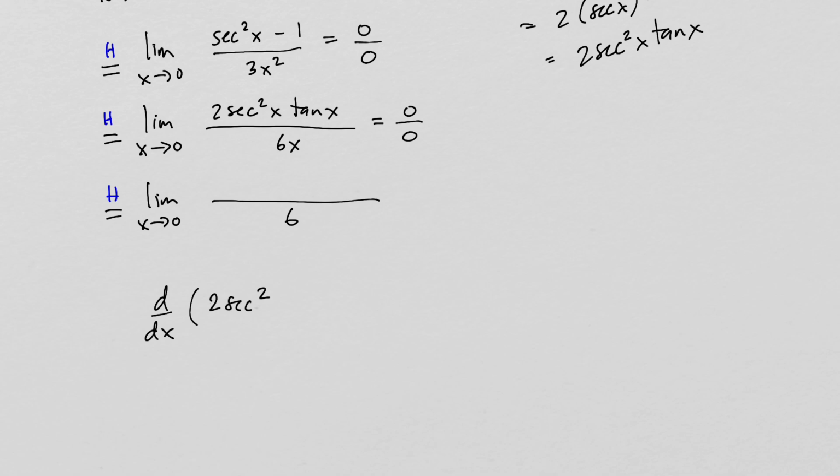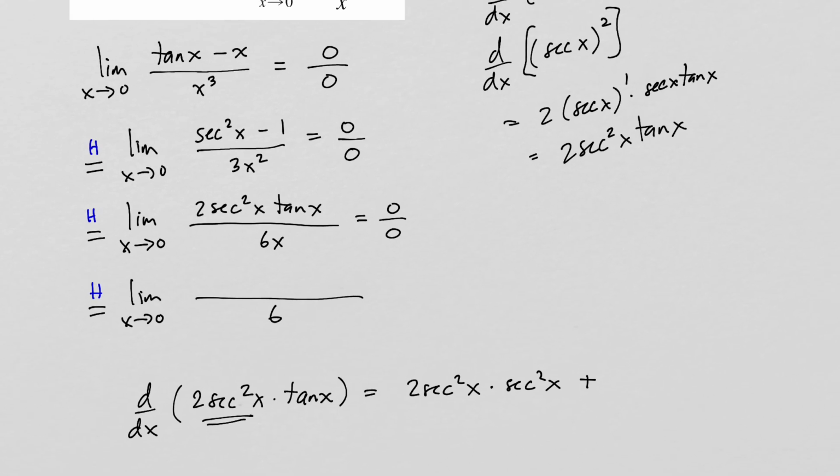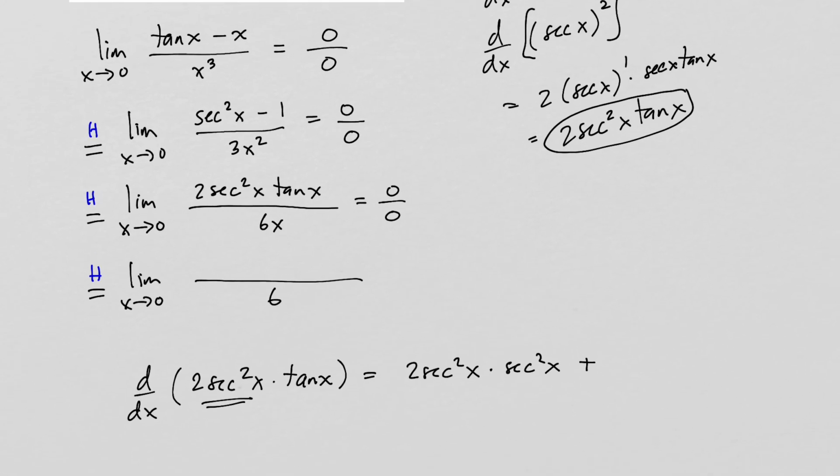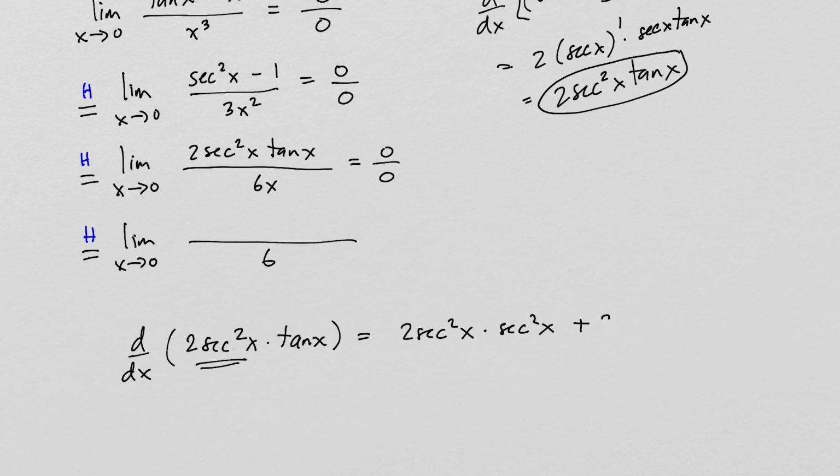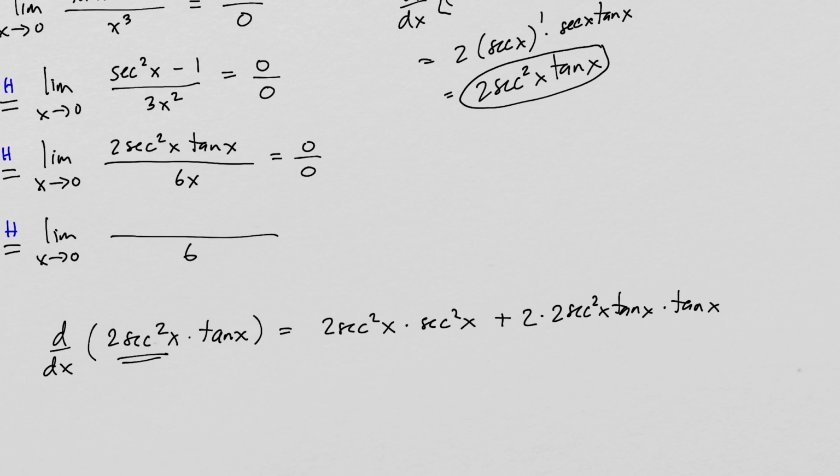The derivative of secant squared of x times tangent x, and also the 2 here, 2 secant squared of x times tangent of x. We're going to use the product rule here. So we have the first function, 2 secant squared of x, multiplied by the derivative of tangent of x, which is secant squared of x. Plus, then we have the derivative of 2 secant squared. Let me remind you that the derivative of secant squared was right here. So the derivative of 2 secant squared is going to be 2 times 2 secant squared tangent. And then we have to multiply by the second function, which is tangent.